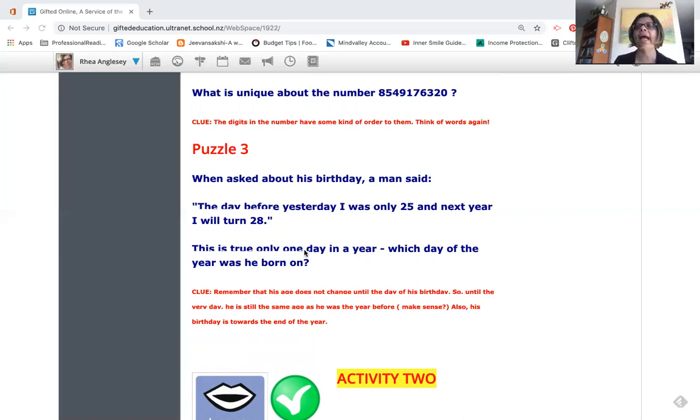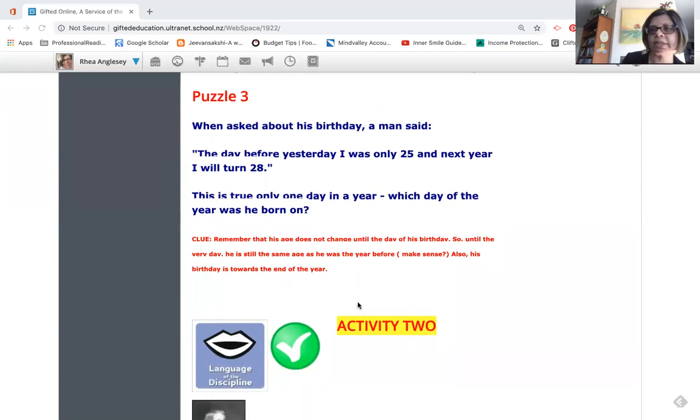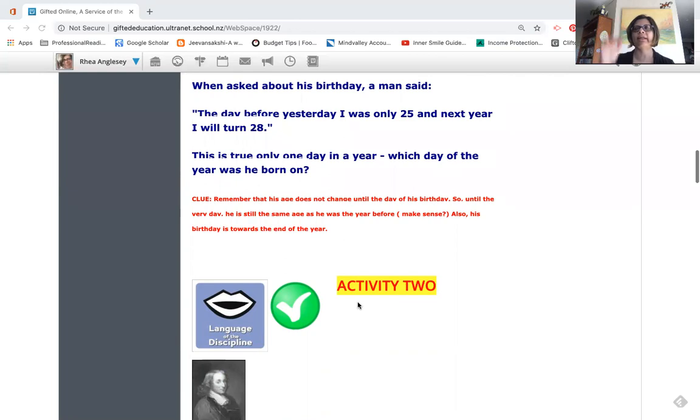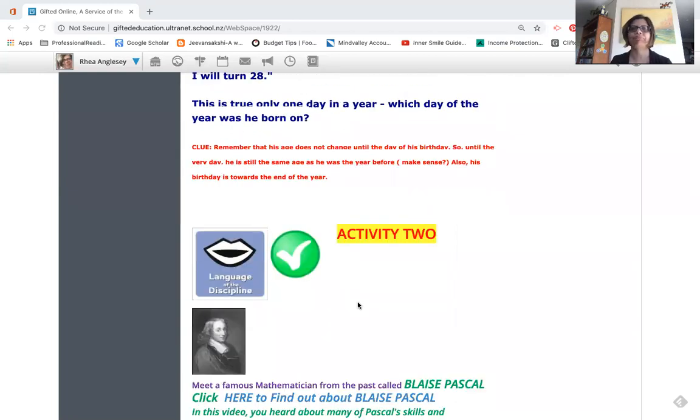This can only happen if it happens on one day of the year. So he's talking to you the day before his birthday. Here are some clues. Remember that his age does not change until the very day of his birthday. So until the very day, he's still the same age as he was the year before. Also, his birthday is kind of towards the end of the year. So it's one of those months towards the end of the year. Don't look at the early months. All right, best of luck with those 3.